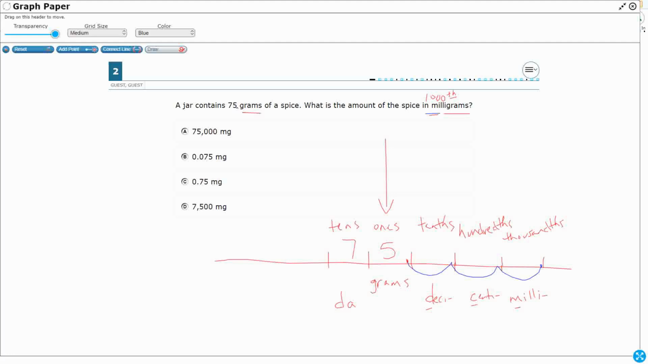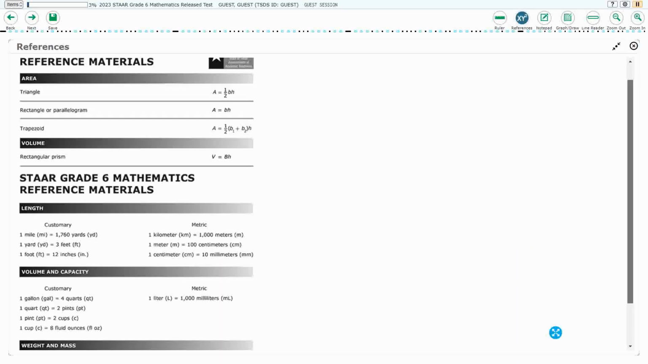I've got 3 blank spots. And what can we always put in blank spots? We can always put zeros. So that 75 grams turns into 75,000 milligrams.